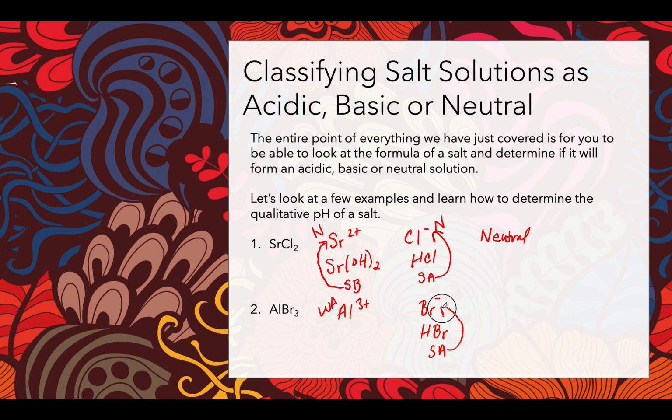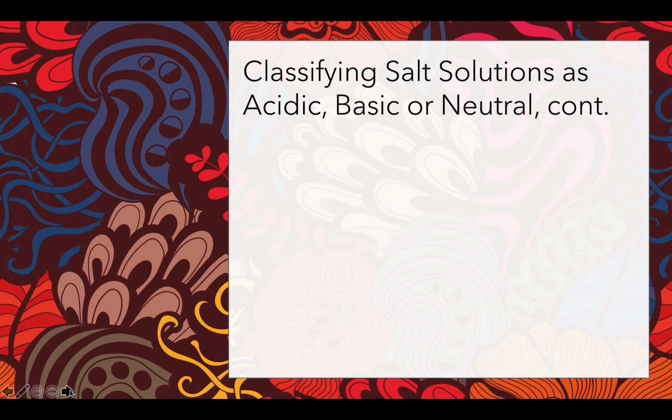Therefore, the bromide ion is going to be neutral. So we have a weak acid with neutral, which means this aluminum bromide can form an acidic solution. All right, so I know this is a little confusing, and I do have a few more examples for us to do.